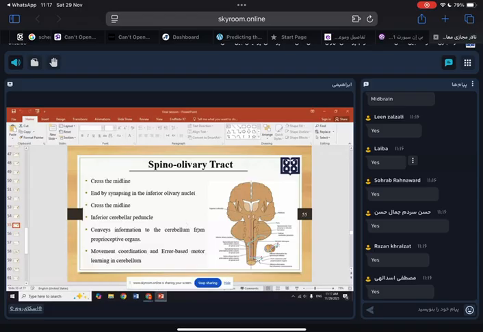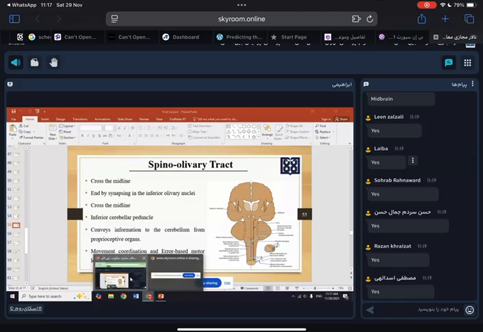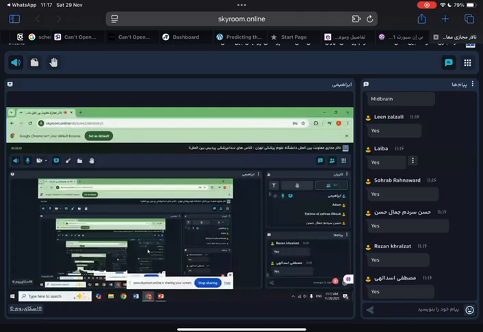What does it mean? I wrote it here for you: error-based motor learning in the cerebellum. But if you remember, I told you before that the cerebral cortex is related to learning. What is the difference between new movement learning and error-based learning? What do you think about that? One of them is related to the cerebral cortex and the other is related to the cerebellum. The cerebellum is error-based, and the cerebral cortex is new learning. What is the difference? Tell me by means of an example.